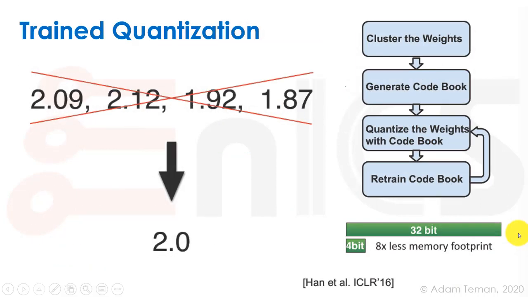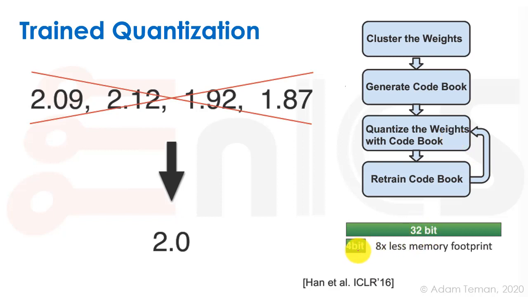So let's see how we do this learned or trained quantization according to the methodology that Song Han presented in his PhD work. We have all these different values here: 2.09, 2.12, 1.92, 1.87, and what we say is let's get rid of them, and instead just use some sort of centroid of them. So we use 2.0 to represent all of those, so all these weights share the same quantized value. It works according to the pipeline that we see over here. We first cluster the weights, then we generate a code book, we quantize the weights with the code book, and retrain the code book.